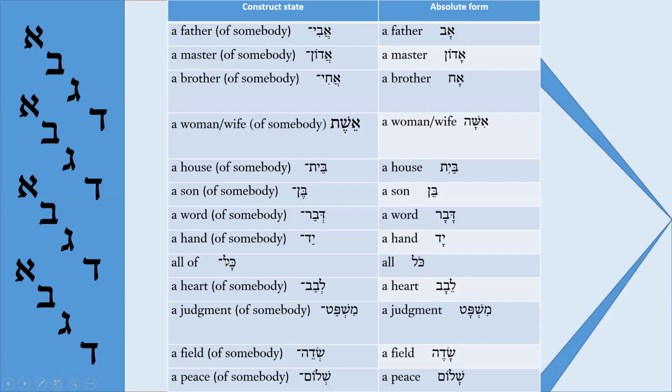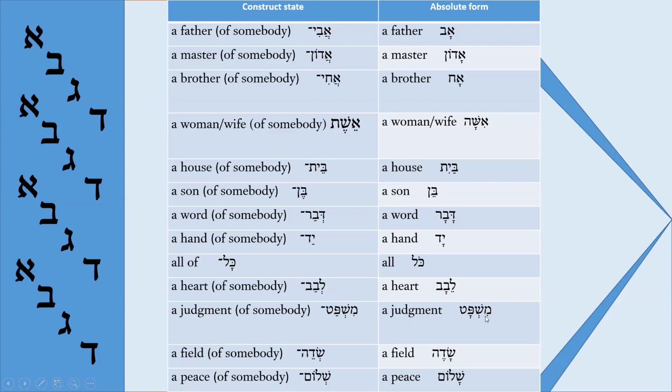So if it is added with the makef to another word, it will be all of. But in the translation, it doesn't make sense very much, and usually you can translate just all. But technically, it is preferable to say all of something or somebody. So next one, levav. Do you see tzere here is reduced to sheva, and kamets is reduced to patach, a heart of somebody. Next word, mishpat, mishpat.